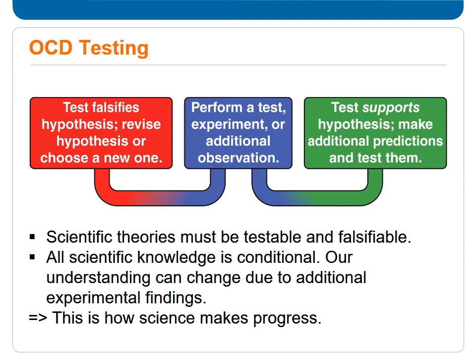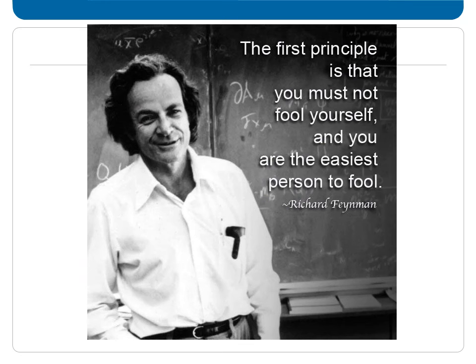Scientific theories must be testable and falsifiable. All scientific knowledge is conditional and provisional. Our understanding can change due to additional experimental findings. This is how science makes progress. Richard Feynman cautions us that the easiest person to fool is yourself.